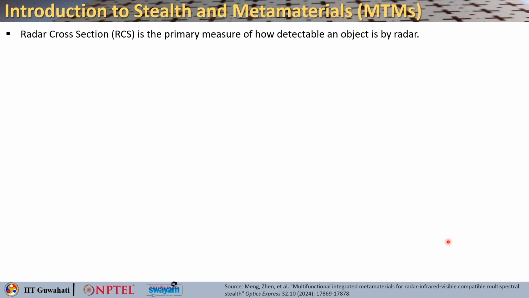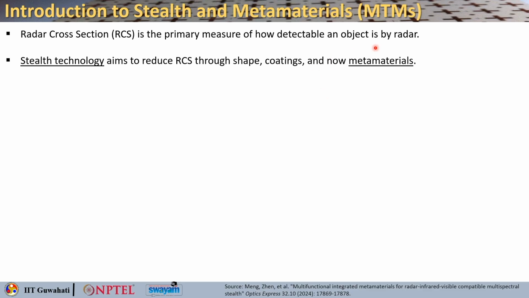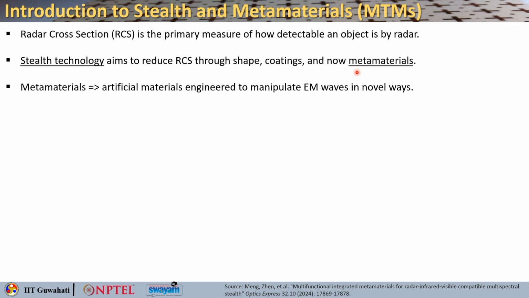So, one important aspect of stealth technology is the radar cross section. That is basically the primary measure of how detectable an object becomes to the radar. Stealth technology aims toward reducing this RCS, that is radar cross section, through different approaches such as shape mimicking or applying some coating, and also you can have metamaterials.